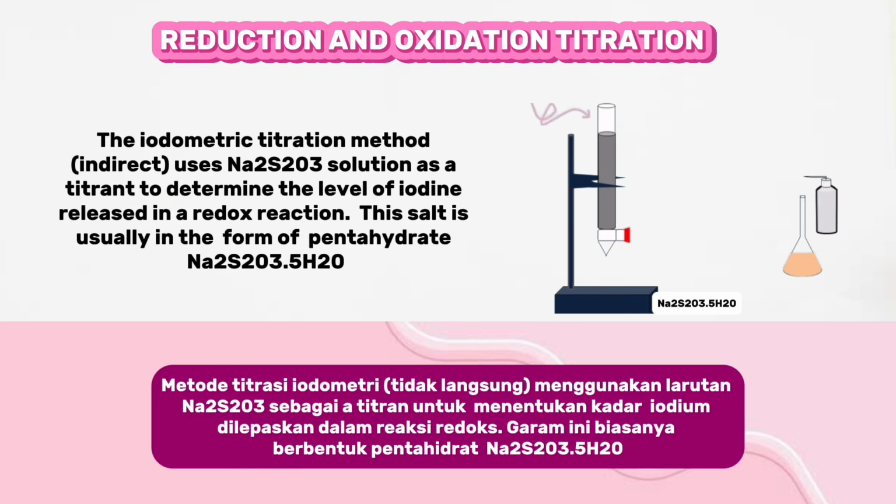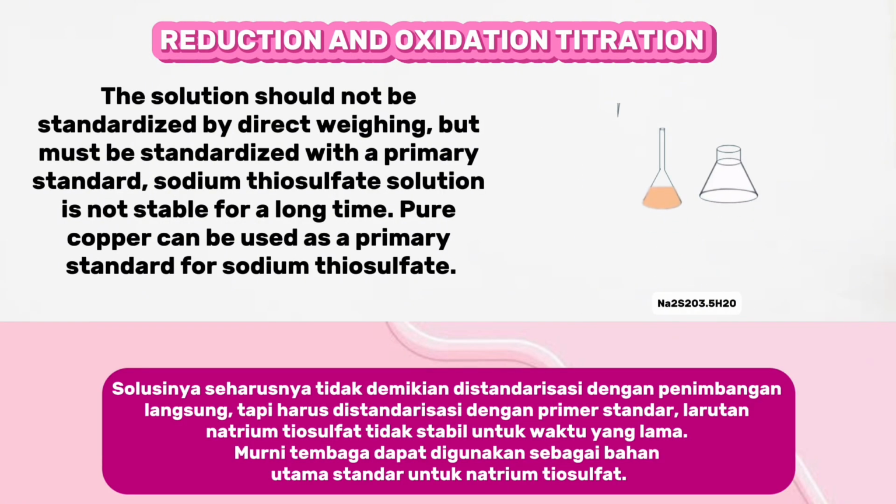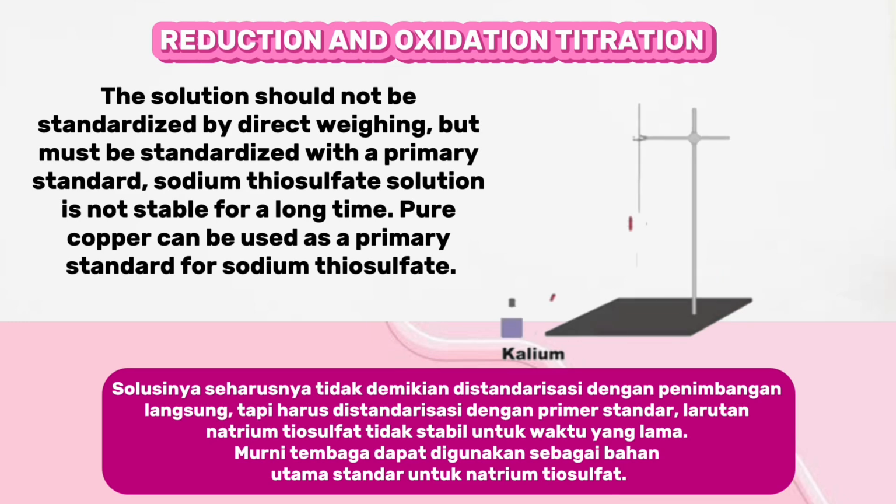The indirect iodometric titration method uses Na2S2O3 solution as a titrant to determine the level of iodine released in a redox reaction. The salt is usually in the form of pentahydrate, Na2S2O3 5H2O. The solution should not be standardized by direct weighing, but must be standardized with a primary standard. Sodium thiosulfate solution is not stable for a long time. Pure copper can be used as a primary standard for sodium thiosulfate.